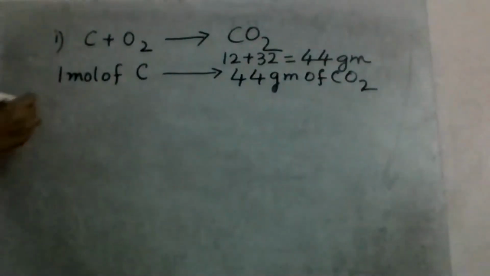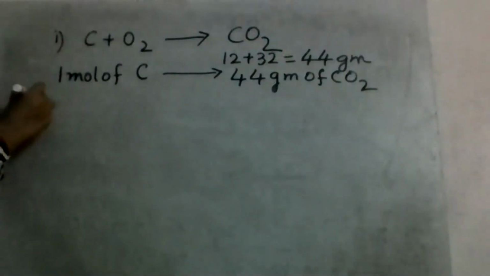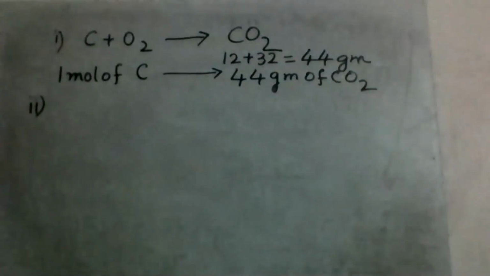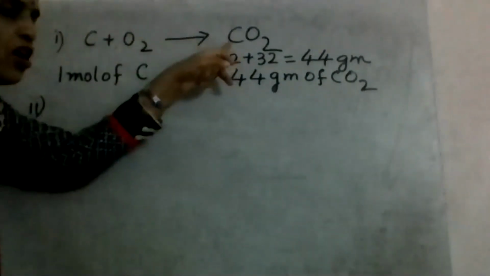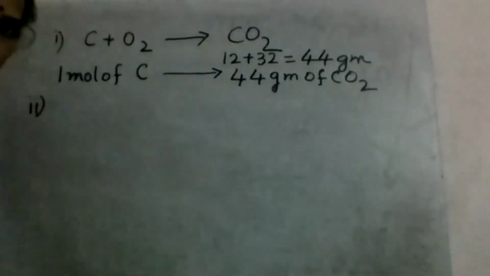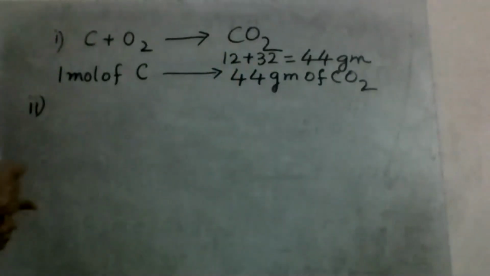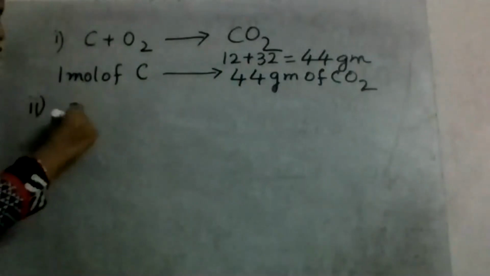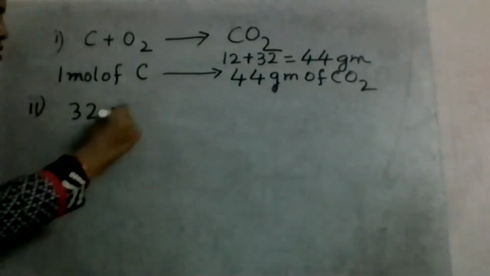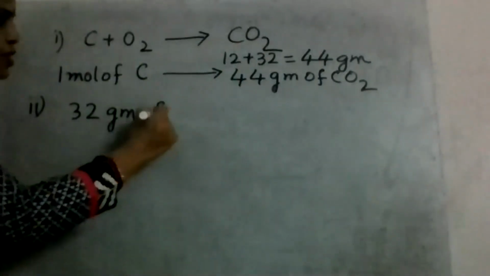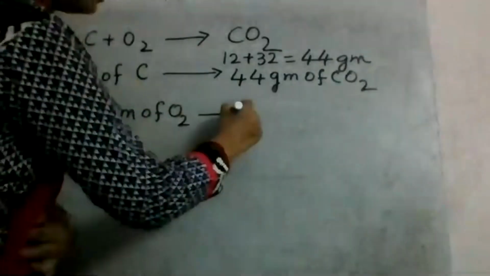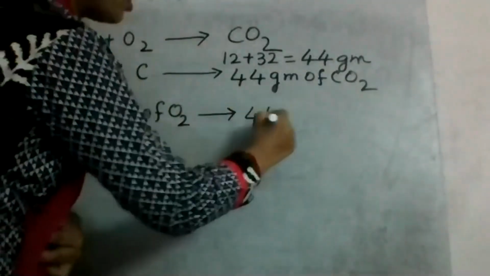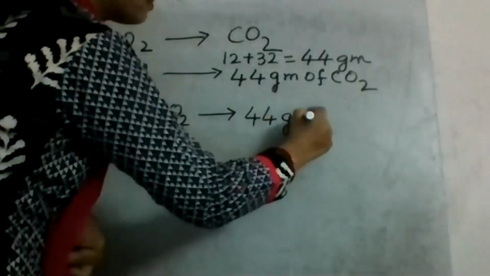So this is the first part of the question you will be solving. The second part asks that if 16 grams of oxygen react, then how many grams of carbon dioxide will be produced? From the equation, O2 molecules are there. So 32 grams of oxygen will produce 44 grams of carbon dioxide.